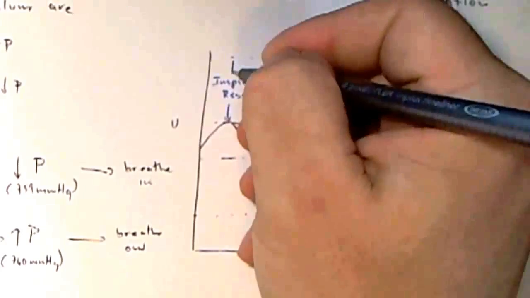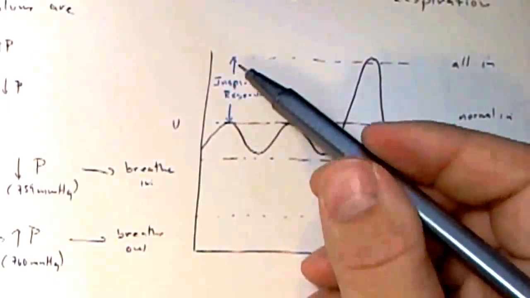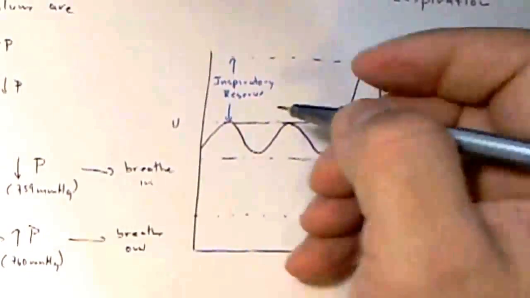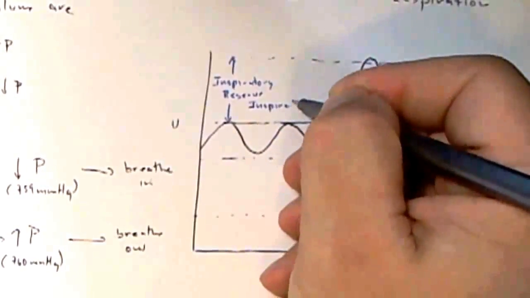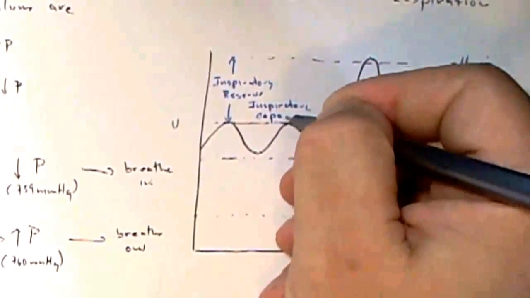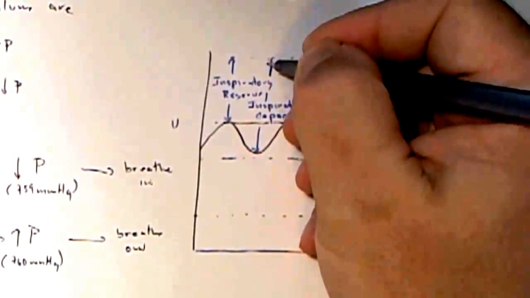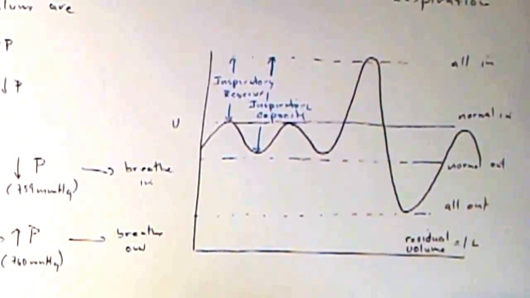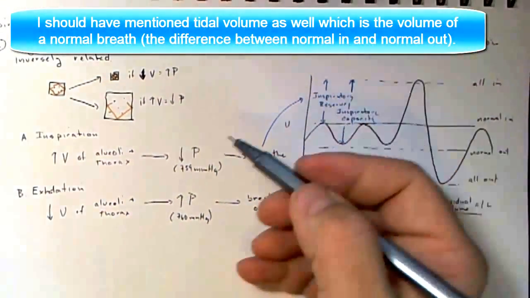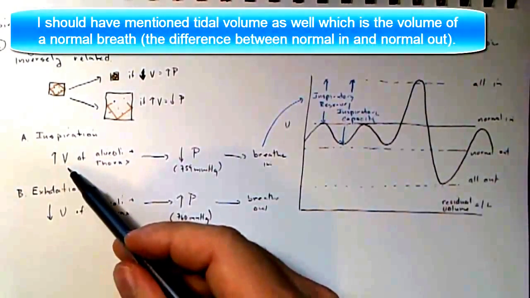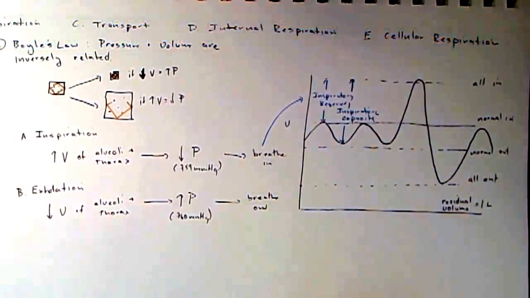And that's the difference between a normal in and an all in. So after you've taken a normal breath in, how much more air can you get into your lungs? There's also an inspiratory capacity, which is after you've taken a normal breath out, then how much air can you get in? And these are values that relate to how well the alveoli can increase their volume to decrease the pressure to breathe in.